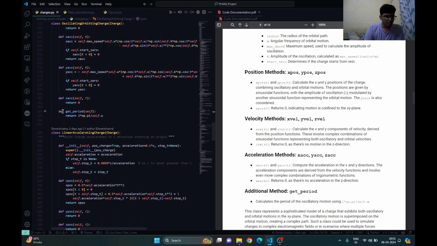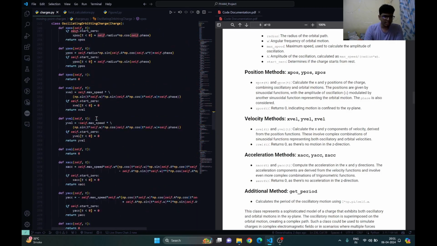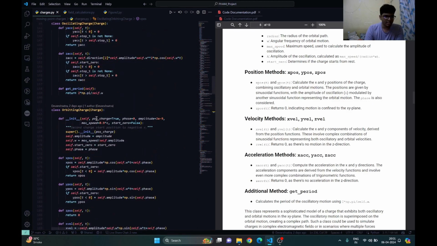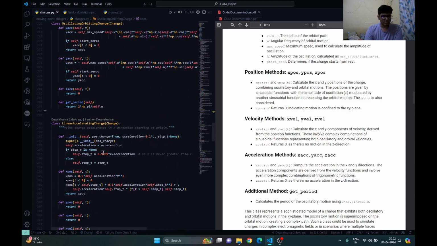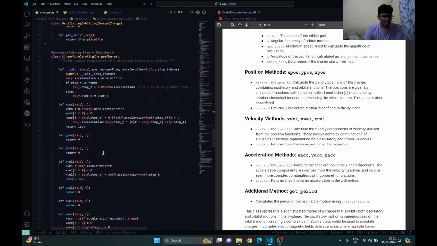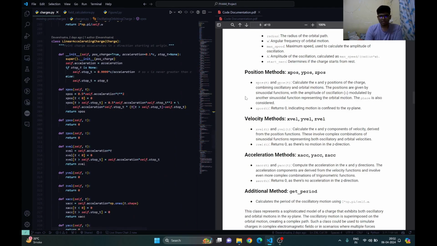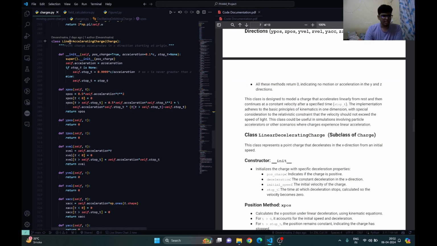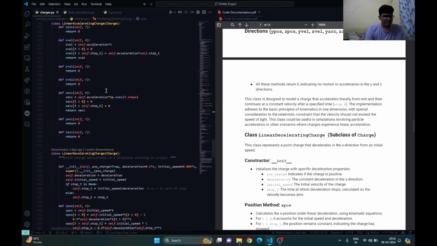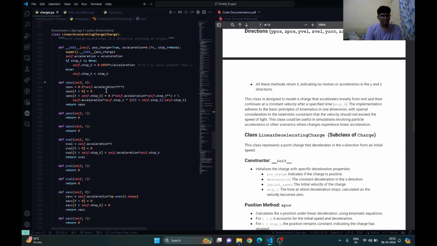Here you also have a get period function, like you had a get period function in all of them. I forgot to mention, which is just 2 pi divided by omega, which is used in the calculation later on. So the third and fourth methods are obvious. It's a linear accelerating and linear decelerating charge. So if it's just one motion, one particle accelerating in any direction, which is defined by that.